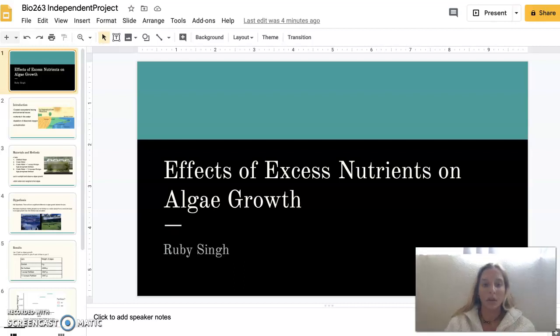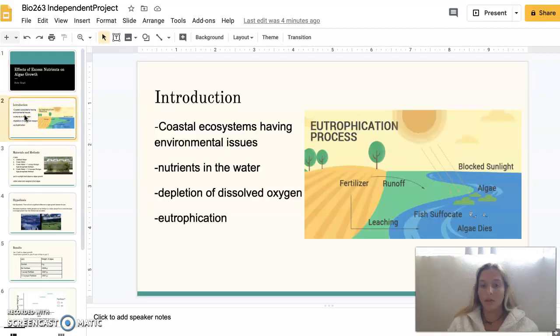So for my experiment, I observed the effects of excess nutrients on algae growth. Some background information on this topic. Coastal ecosystems have been having environmental issues, and this can be traced back to excess nutrients in the water.